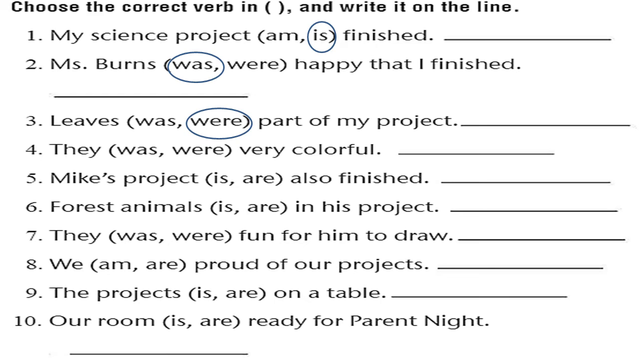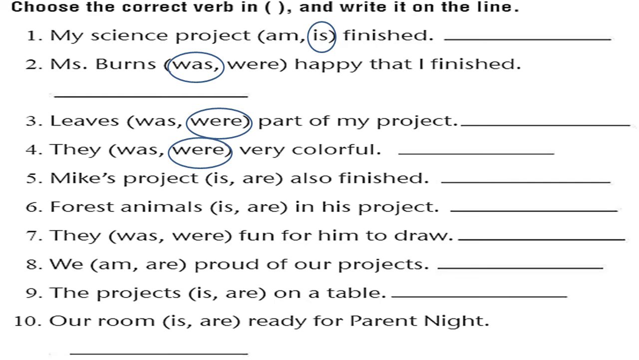So fourth sentence, they. All right, that's plural. So in my head, I'm thinking they, plural noun, right? So they, blank, very colorful. They was very colorful. They were very good. That's right. They were very colorful.